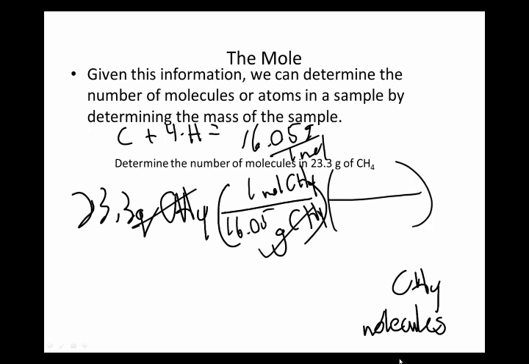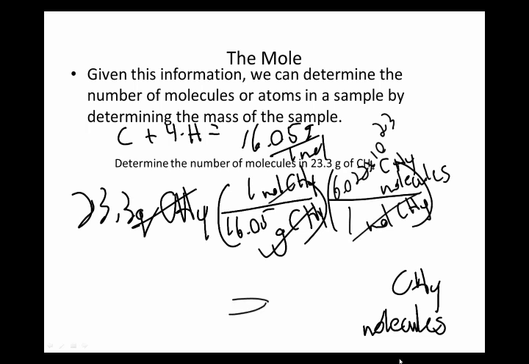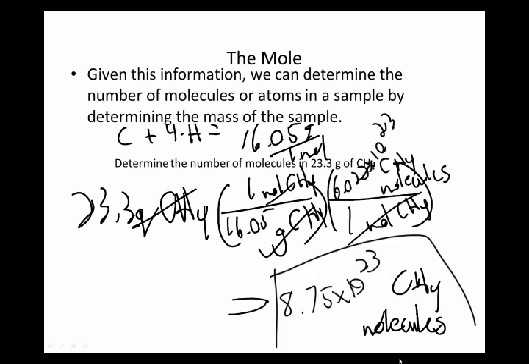Now I can do the second step. I've got it in moles. I can put moles CH4 here, and I can put CH4 molecules here. And remember, in 1 mole of CH4, there are 6.022 times 10 to the 23rd CH4 molecules. So now I take 23.3 divided by 16.05 times 6.022 times 10 to the 23rd, and I get 8.75 times 10 to the 23rd.